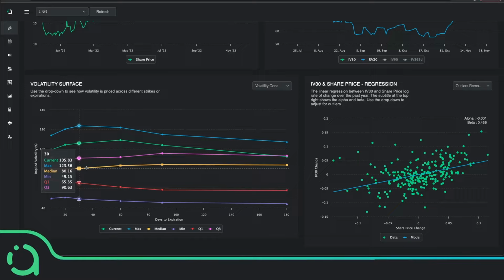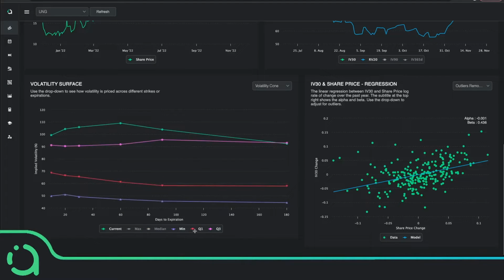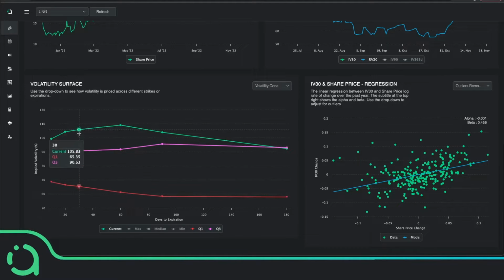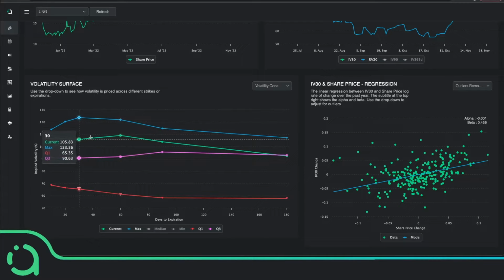Looking at the red and pink line, we can also see the Q1 and Q3 lines, which are the 25% and 75% lines. So for example, if we were just to isolate those lines here, 25% of the time, implied volatility for each expiration is below this red line. 25% of the time, it's above this purple line. And 50% of the time, it's in between here and there. Looking at the current price, we can see that we're above the 75% line, getting pretty close to the highest we see implied volatility get.